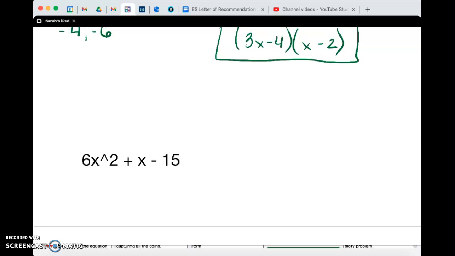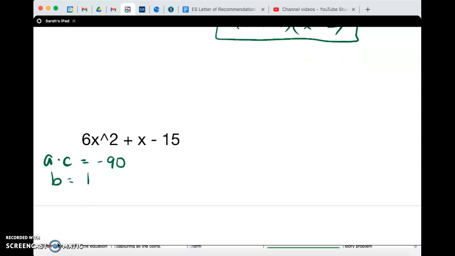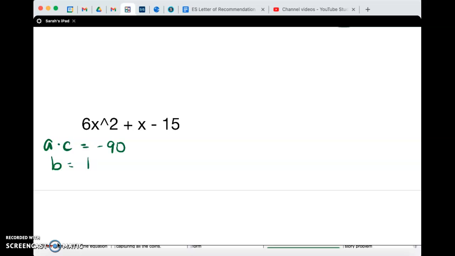Here's our next one. 6x squared plus x minus 16. So A times C is negative 96. And the B value is 1. Now the two numbers that multiply to negative 96 but add up to 1.